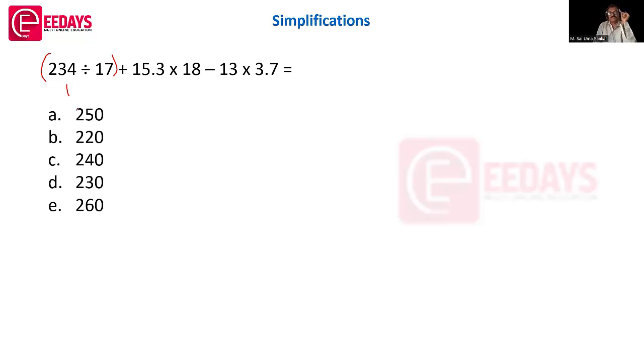So 64, 17 4 approximately 68, but this value is less than 14. Plus this is equal to 15 into 18. 18 10s 180, 90, 270, we can take approximately. Next minus this is equal to 13 into 4, that is 52. So what is the approximate value? This is equal to 284 minus 52, so 232. What is the nearest value? 230. Option D is the correct answer.